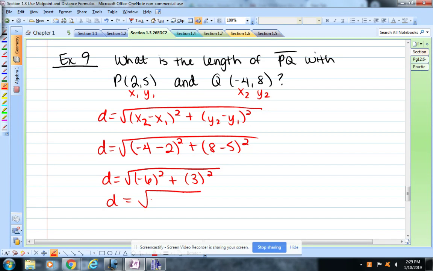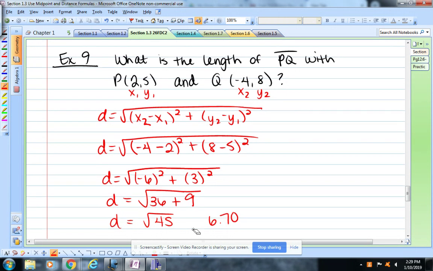So D equals radical, what's -6 squared? Positive 36. And remember, a negative squared is always positive. Plus, what is 3 squared? 9. And then we add them. What's 36 plus 9? 45. And what's the square root of 45 in your calculator? Approximately what number? Should be 6 point something. 6.70. Did y'all get the same thing? All right. Now see my squiggles? We rounded, so we squiggle it.